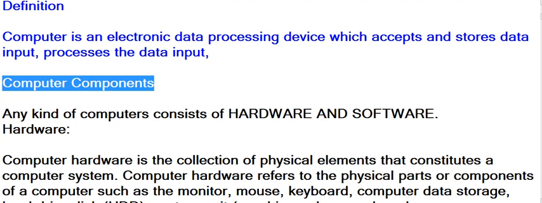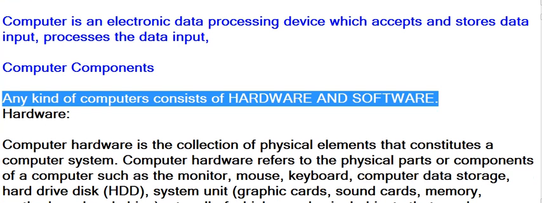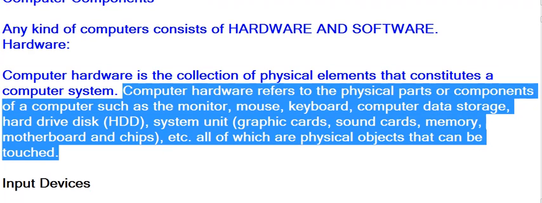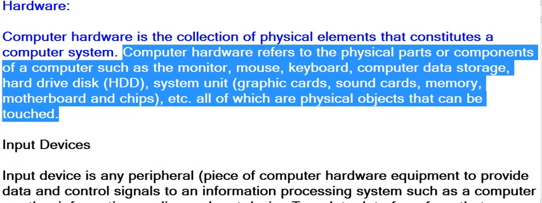Computer components. Any kind of computer consists of hardware and software. Hardware. Computer hardware is a collection of physical elements that constitutes a computer system. Computer hardware refers to the physical parts or components of a computer such as the monitor, mouse, keyboard, computer data storage, hard disk drive (HDD), system unit, graphic cards, sound cards, memory, motherboard and chips, etc., all of which are physical objects that can be touched.